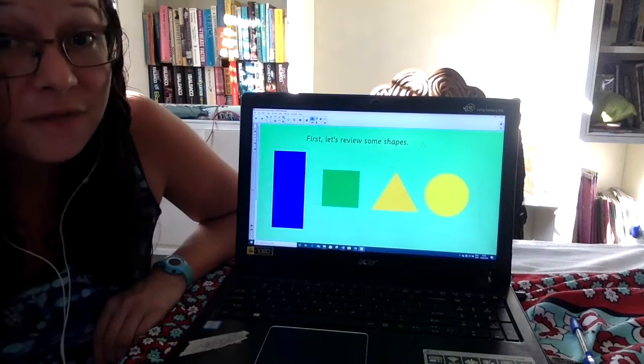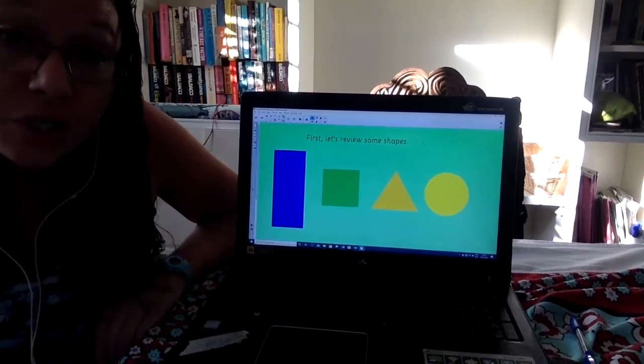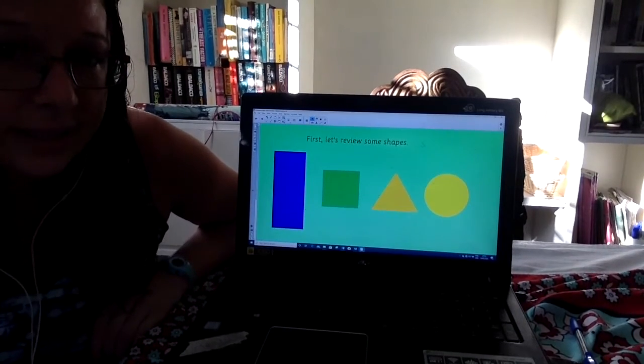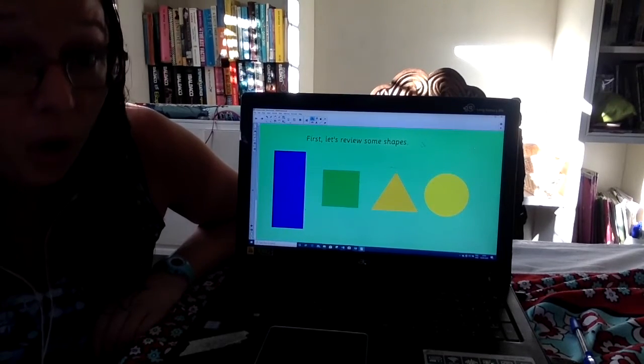First, I've put 4 shapes up on this screen. We've looked at shapes before, so I'm going to give you about 5 seconds to see if you can remember what each of these shapes are called.